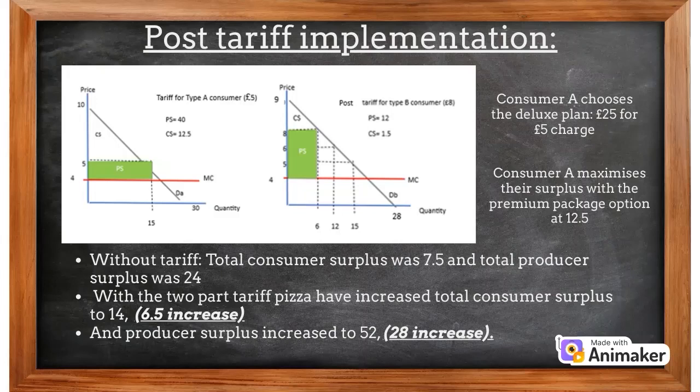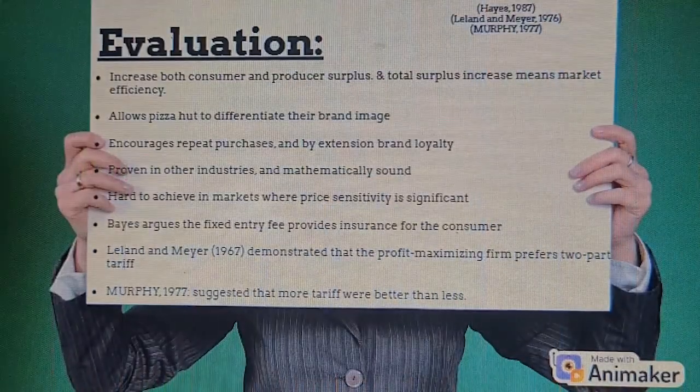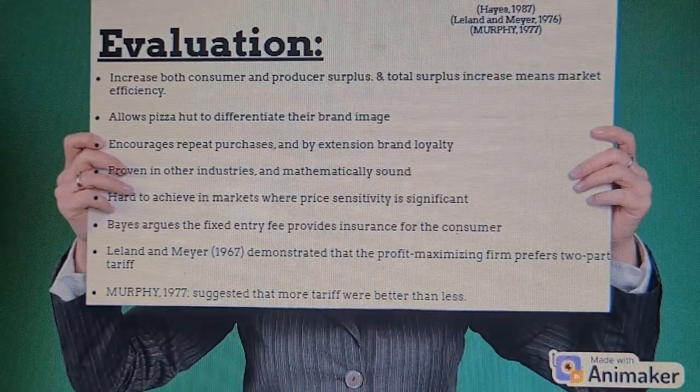This shows how the tariff allows consumers to self-select to maximize their own surplus, and by charging the fixed entry fee, i.e. the £25 for the deluxe package, Pizza Hut are able to increase their producer surplus by 28, and total producer welfare is now 52. Without tariff, total consumer surplus was 7.5, and total producer surplus was 24. With the two-part tariff, Pizza Hut increased total consumer surplus to 14, a 6.5 increase, and producer surplus increased to 52, a 28 increase. We've seen that the tariff will increase both consumer and producer surplus, which means market efficiency increases.